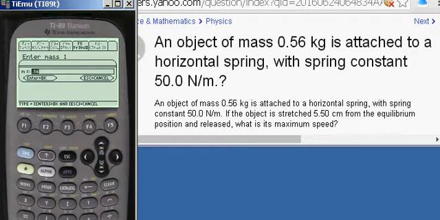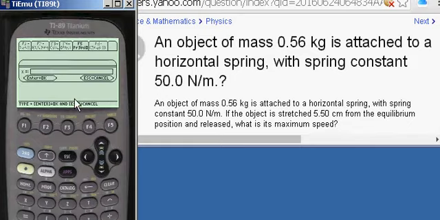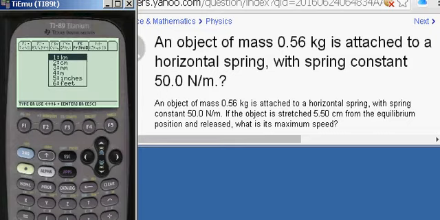Alpha 0.56 is the mass. That's kilograms. Enter the spring constant, which is alpha 50 Newton meters, and we're going to enter the stretch, which is given as alpha 5.5. I have to go slow because of the simulator here so it doesn't mess up. And it's centimeters, so we're going to choose number 2, which I'll do the conversions for you.